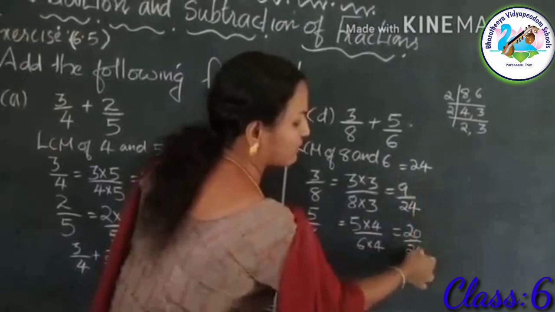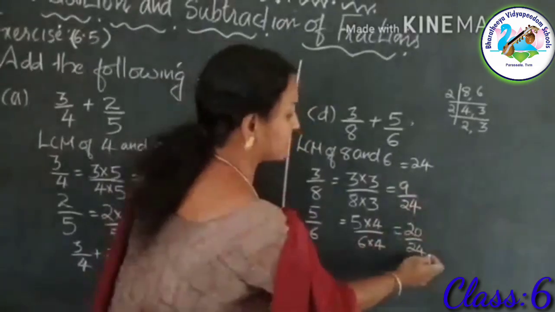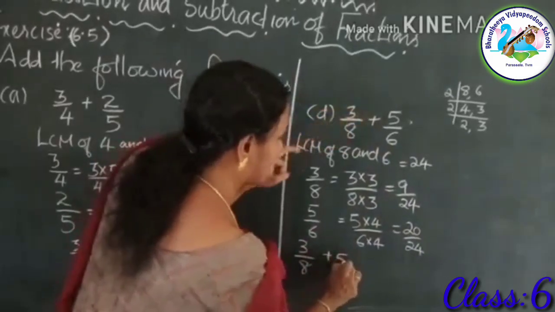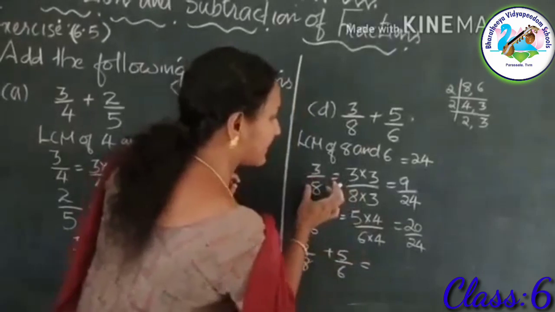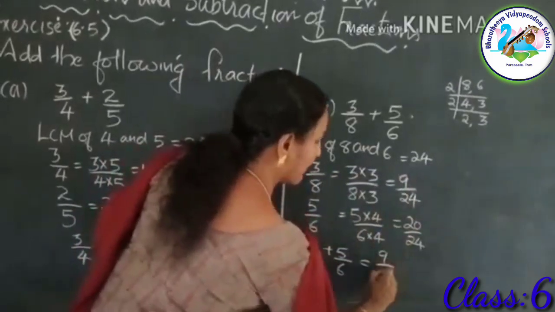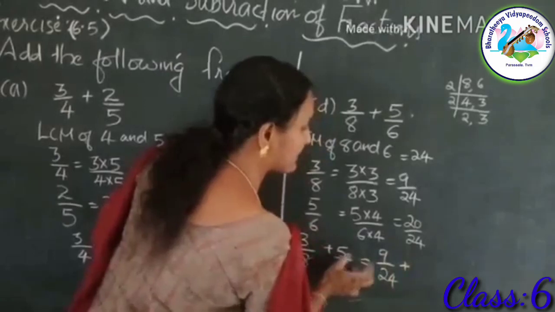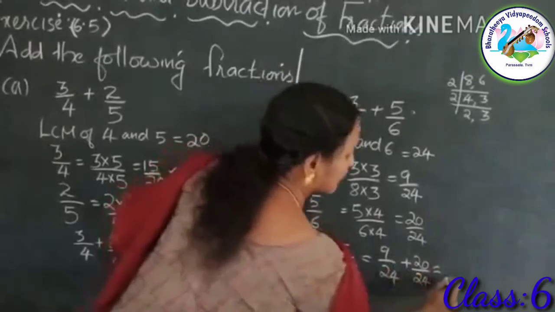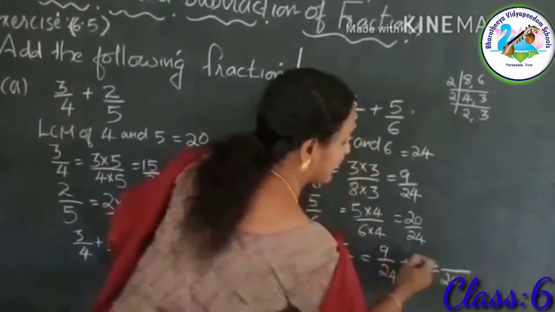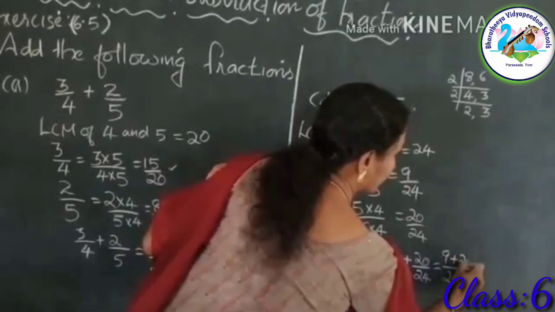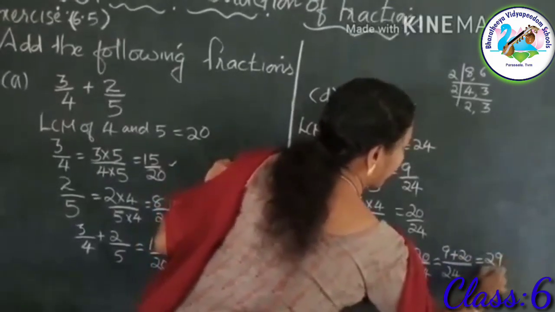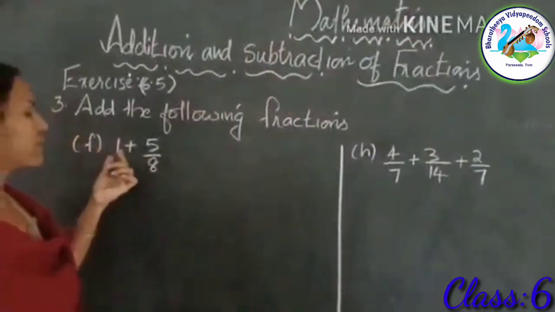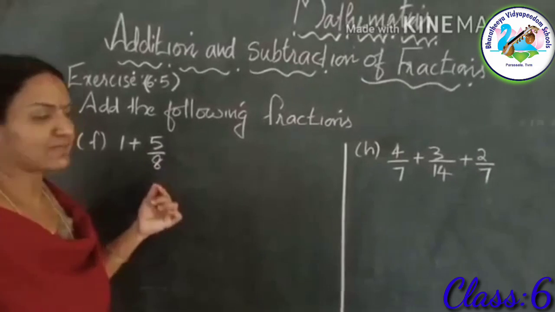Now 9 by 24 and 20 by 24 are like fractions. Denominators are same, so we add. So 3 by 8 plus 5 by 6 is equal to 9 by 24 plus 20 by 24, common denominator 24. Adding the numerators, 9 plus 20 is equal to 29 by 24.